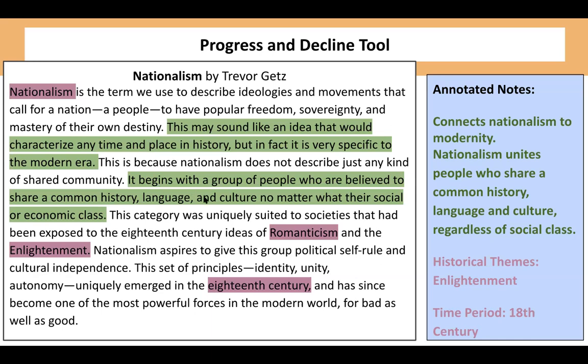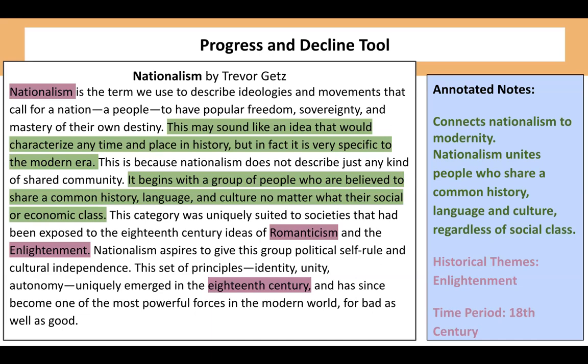And then this is another thing that might be helpful for me to know what nationalism is, that it begins with a group of people who are believed to share common history, language, and culture, no matter what their social or economic class. So in my annotated notes, I put that down that it looks like so far, Dr. Getz is connecting nationalism to the concept of modernity. So that might be something for me to really consider. And that what nationalism is, it unites people who share a common history, language, and culture, regardless of social class.